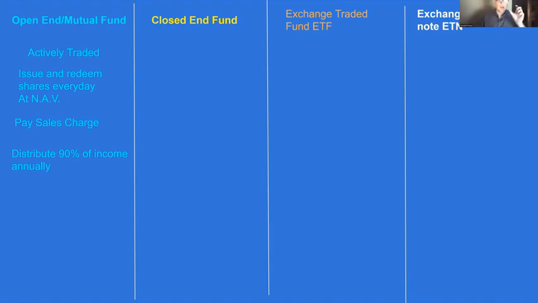That will pop up later. So again, they're distributing 90% of their income, which you think is good because you're getting paid every year, but you are paying taxes on that. So even if you choose to automatically reinvest the dividends, you are paying taxes on that money as it comes in.